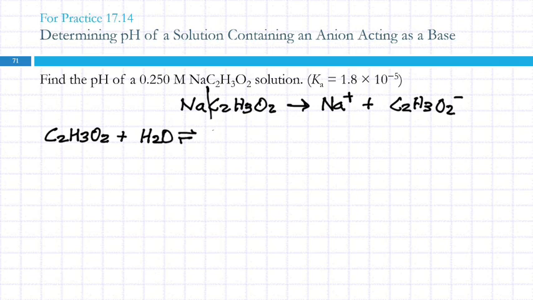Oops, forgot the minus. So if it acts as a base, it picks up a hydrogen ion, right? The babysitter picks up the child. So it's going to become HC2H3O2. And then what's left is hydroxide ion.